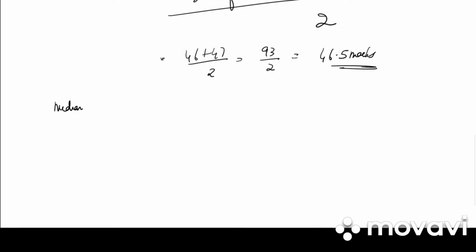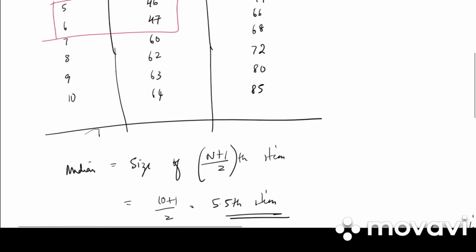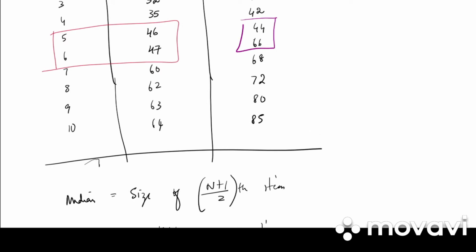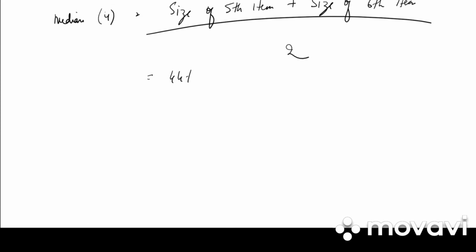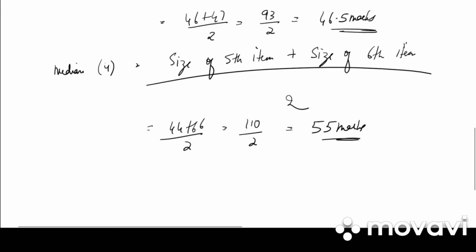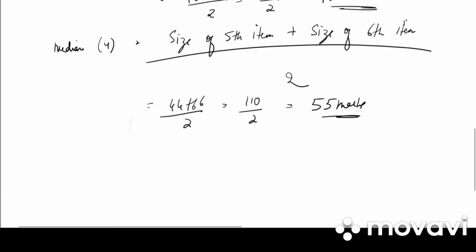Then we have to find median of Y. Y is accountancy. Again 5.5. So size of fifth item plus size of sixth item divided by 2. Go to accountancy. Fifth and sixth are 44 and 66. So 44 plus 66 divided by 2, that is 110 divided by 2, 55 marks. So what is the question? They have asked us in which subject is the level of knowledge of students higher. So marks of accountancy is more than statistics. So the knowledge of accountancy in students is higher.